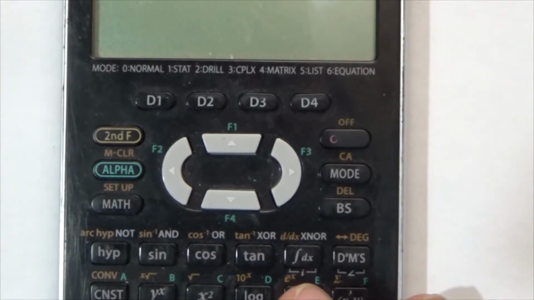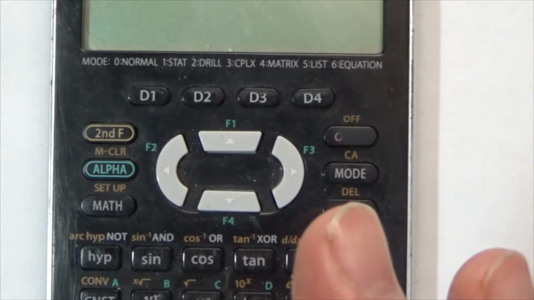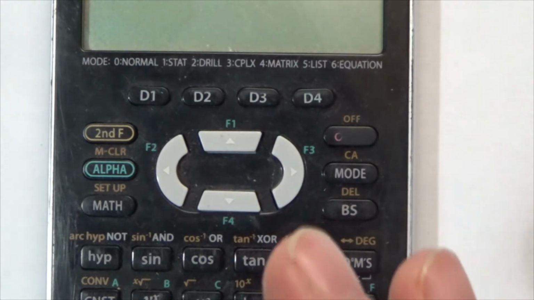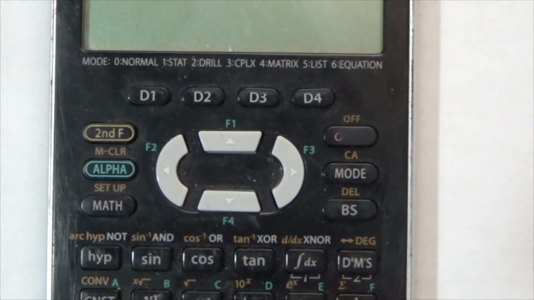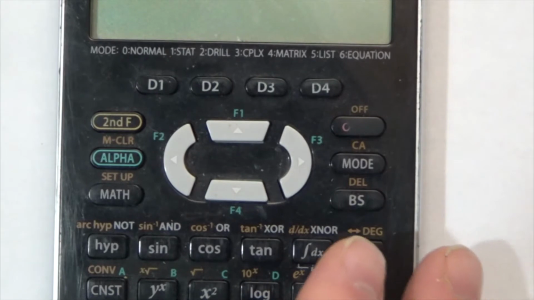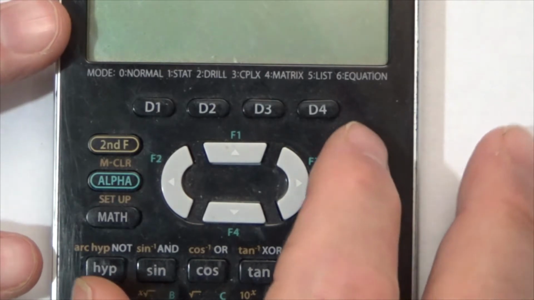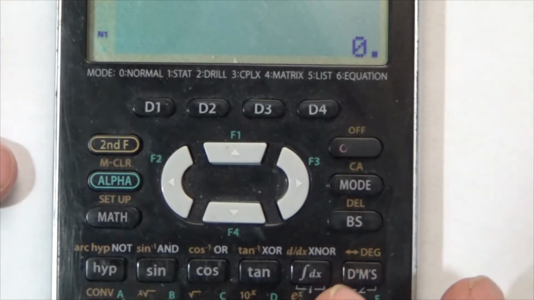Now, if you're using one of the Texas Instruments graphing calculators, be sure that you are in degrees and not radians. I think it's the mode button. If I had one in my hand, I could be more clear on that. So I am in degrees on my calculator, and I am looking for the sine of 30 degrees, and that's going to give me my opposite side over my hypotenuse.